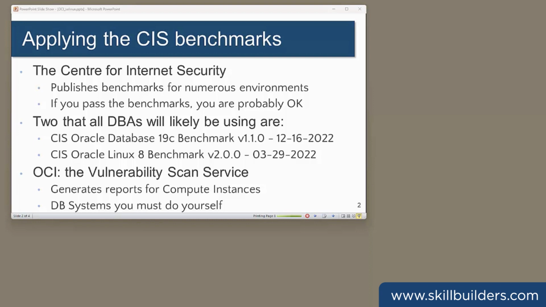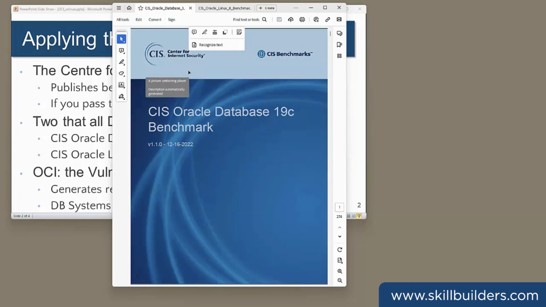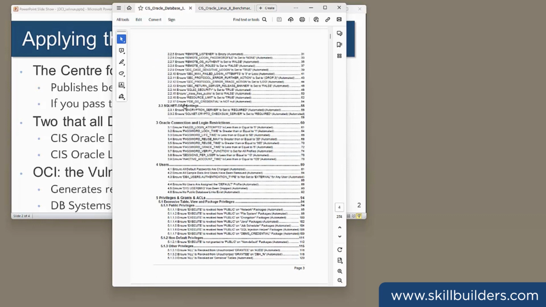The two benchmarks that most DBAs will be interested in are these. First, we have the Database 19c benchmark, whatever version it is, and this release was published in December 2022. It's 274 pages. In total, there are about 100 odd checks. Beginning with recommendations for installation and patching, then parameters for the listener, parameters for the database instance. Then we move on to connection controls, user authentication, privileges, and so on. About 70 checks in all.